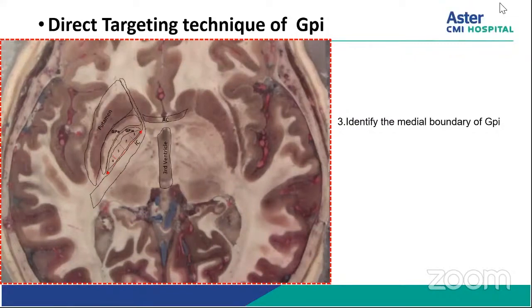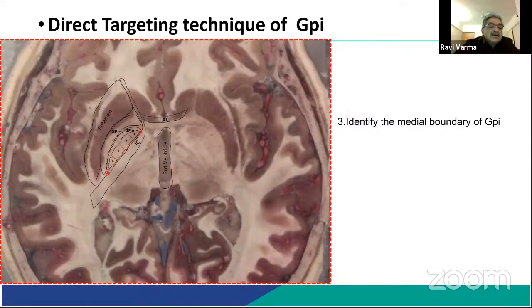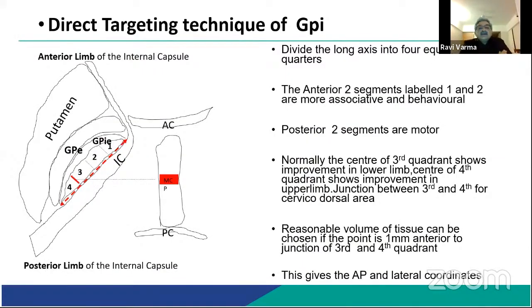And once you define this, you can divide the GPI into 4 segments, that is 1, 2, 3, 4 as seen in the picture. Here we realize that the third quadrant shows improvement in the lower limb, and the fourth shows improvement in the upper limb. The junction between the 3 and 4 is the cervicodorsal region, and a reasonable volume of tissue can be chosen at this point.